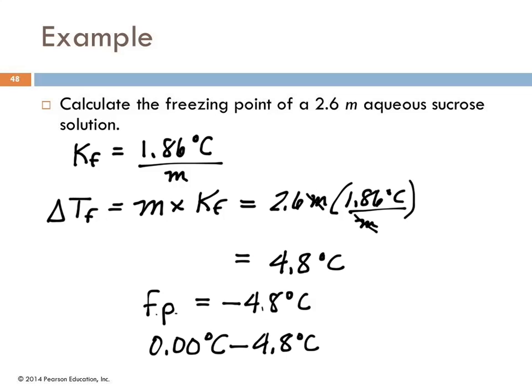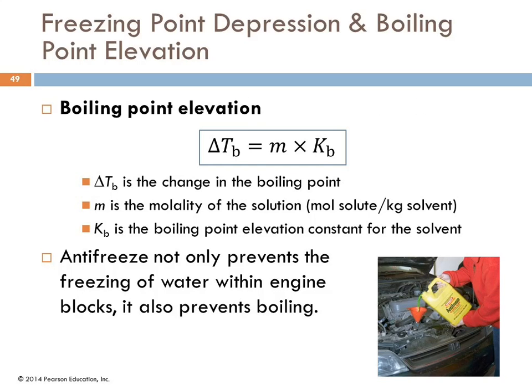The freezing point depression, the freezing point goes down. So you take whatever the normal freezing point is and you subtract this delta TF. For boiling point, you add it to the boiling point, and for freezing, you subtract it. So boiling point elevation, same equation with B's instead of F's. Change in boiling point, molality again, boiling point elevation constant. We saw those in that table a couple slides back.